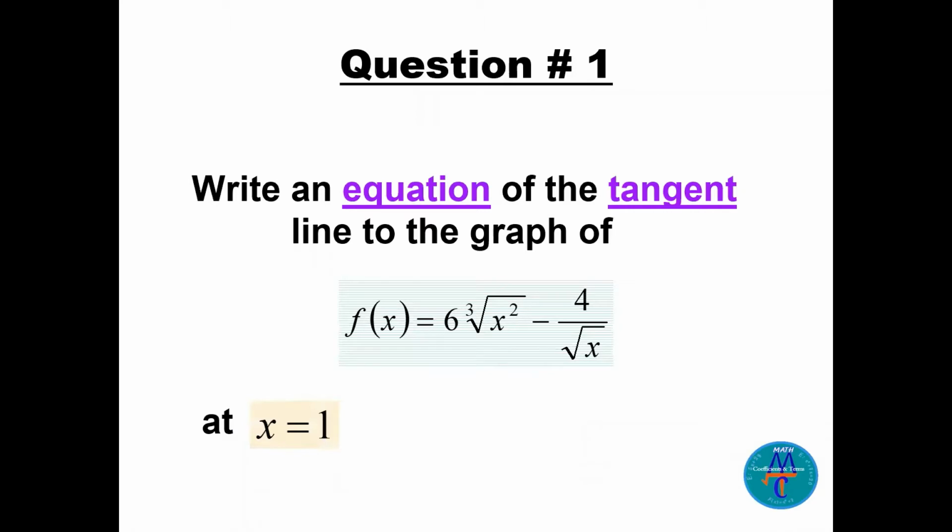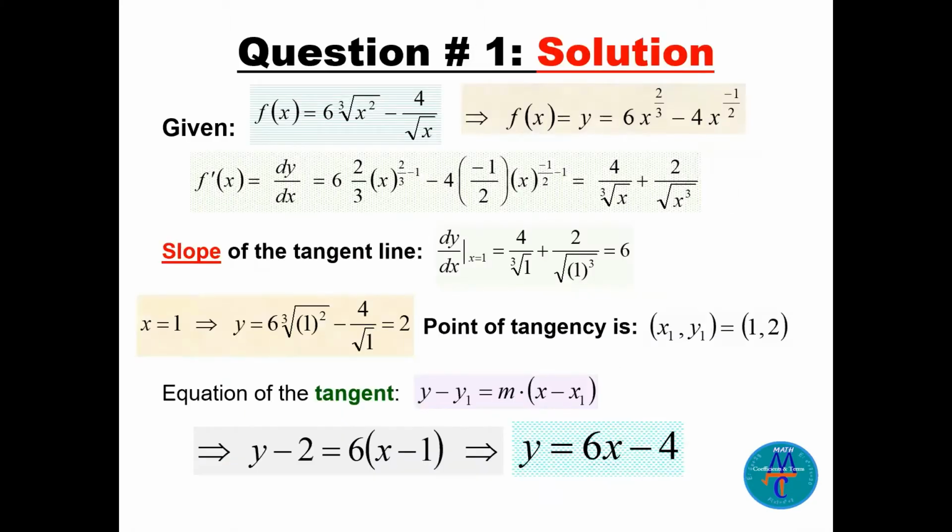Write an equation of the tangent line to the graph of this function, 6 cube root of x squared minus 4 divided by square root of x, at x equals 1. This is so nice to find the derivative.